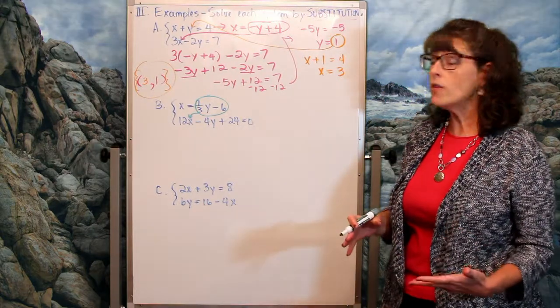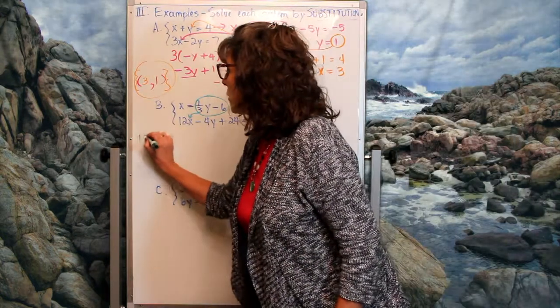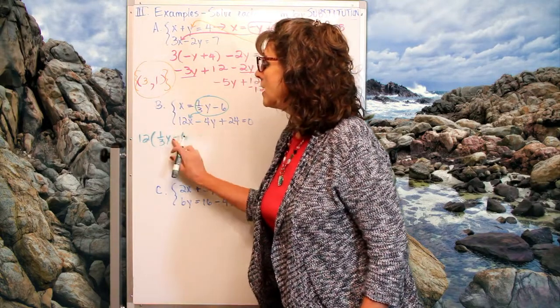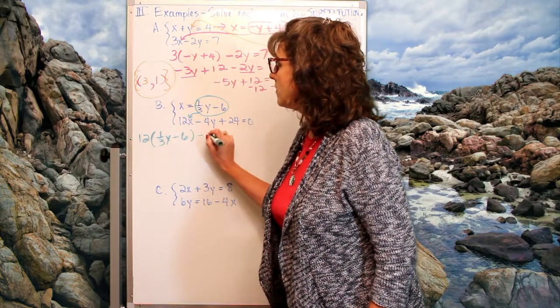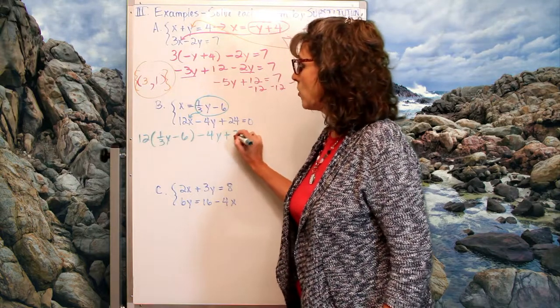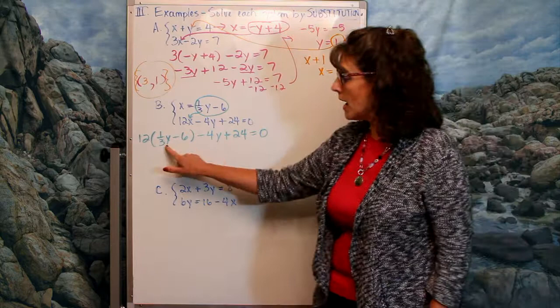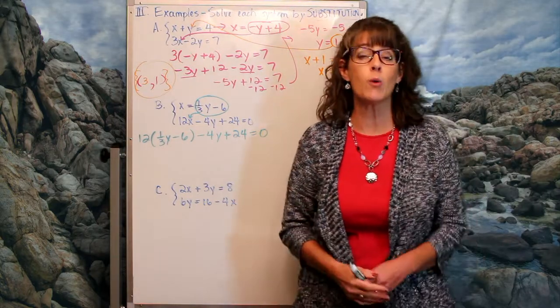It was 12 times x. Now it's going to be 12 times all that stuff. Now, don't freak out about the fractions. They tend to work themselves out, so don't have a heart attack when the fractions are there. But once again, notice I only have one variable. When I have one variable, I can solve this.